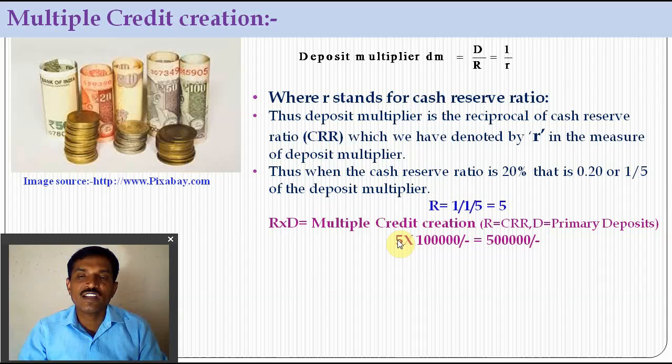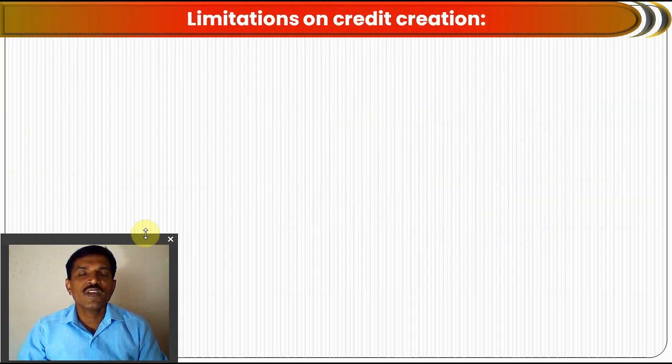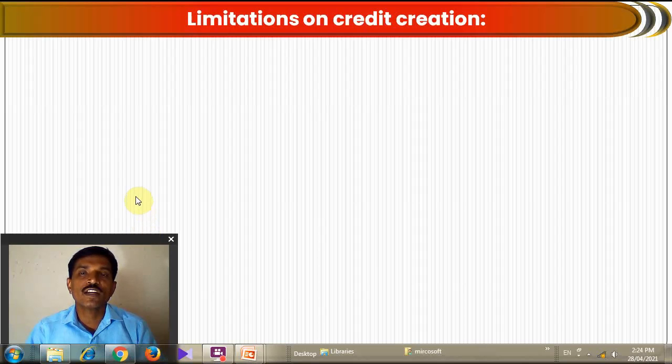If the multiplier is 10, then 10 multiplied by 1 lakh means 10 lakh rupees is created through multiple credit creation. So how much money is created depends upon the CRR, the cash reserve ratio. This way the bank creates credit in multiple ways, but every time this multiple creation of money does not happen because of certain limitations on credit creation.